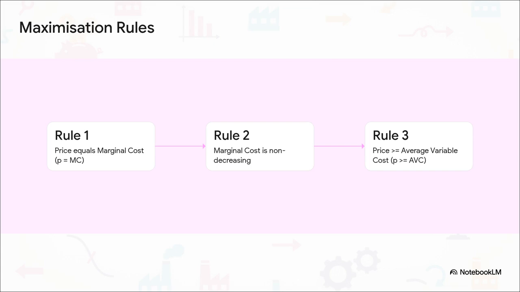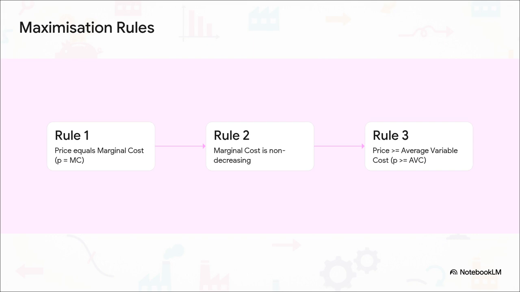Well, there are 3 golden rules for profit maximization. You really want to pay attention here because this is almost guaranteed to be a high marks exam question. Rule number 1, price equals marginal cost, or P equals MC. Rule number 2, marginal cost must be non-decreasing at that point. It can't be going down. And rule number 3, in the short run, price has to be greater than or equal to average variable cost.